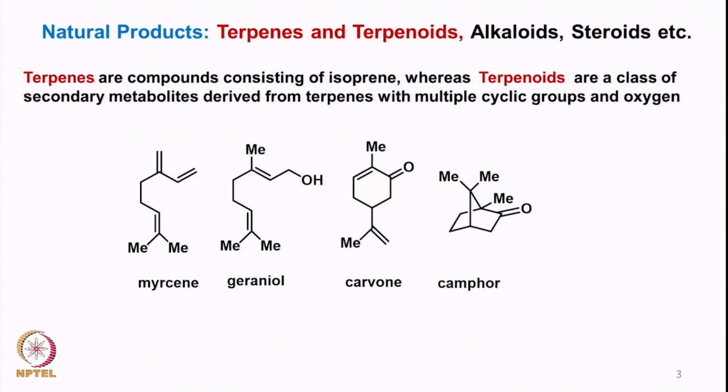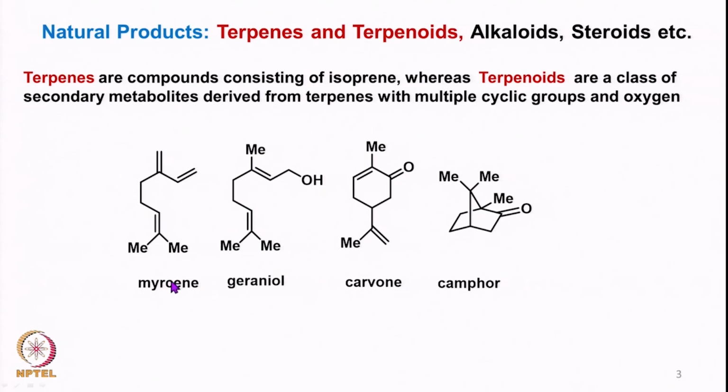Now if you look at the natural products, you know many of these already. Say we have terpenes, terpenoids, alkaloids, steroids and many more. We know that terpenes are compounds that consist of isoprene, whereas terpenoids are a class of secondary metabolites which are derived from terpenes and will have some cyclic groups and oxygen. Let us take some examples of terpenes. Of course we know that there are monoterpenes, diterpenes, sesquiterpenes and triterpenes, etc.